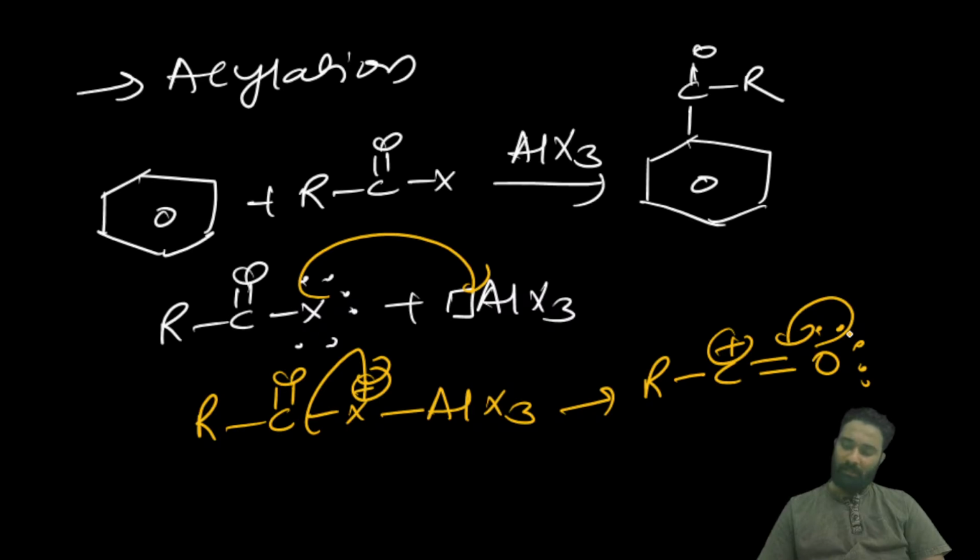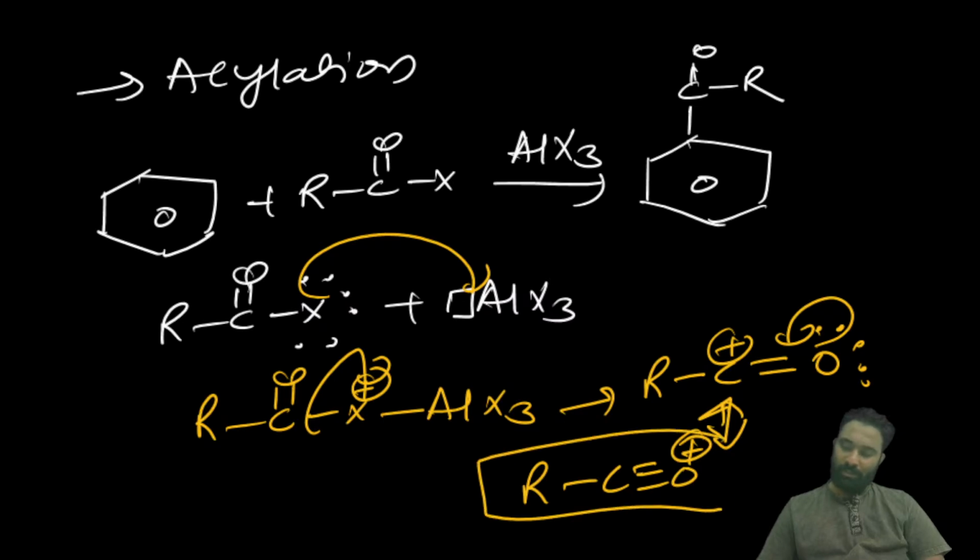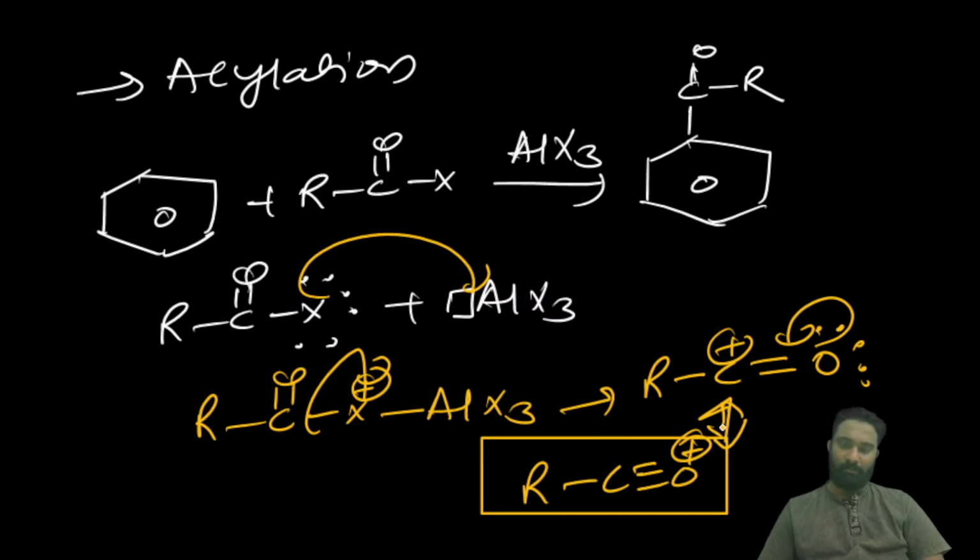Now in this manner it will form the which one? Resonance. In this manner it will be in resonance. This will be the more stable carbon, because this is a more stable resonating structure and it is stable. Clear? Done. It will go and attack the benzene and it will give the acylation.